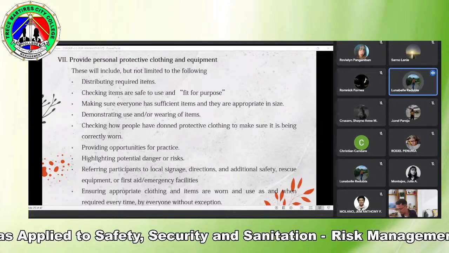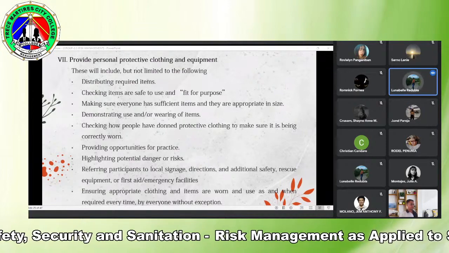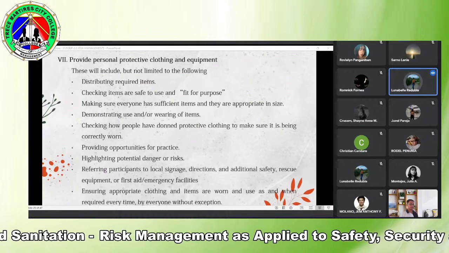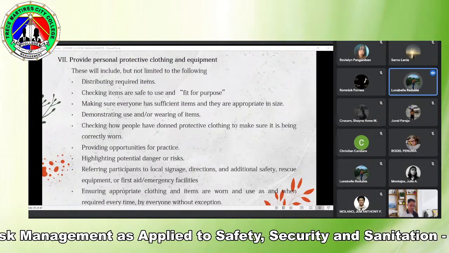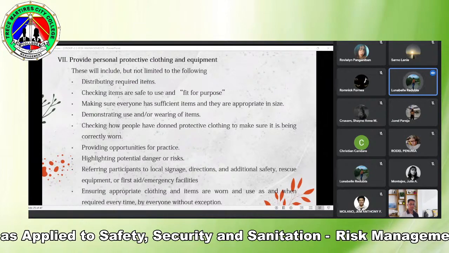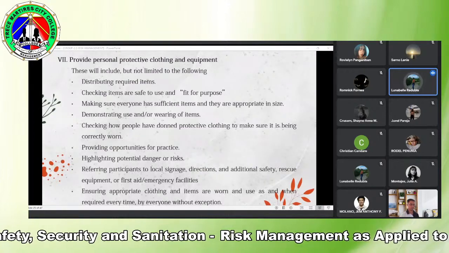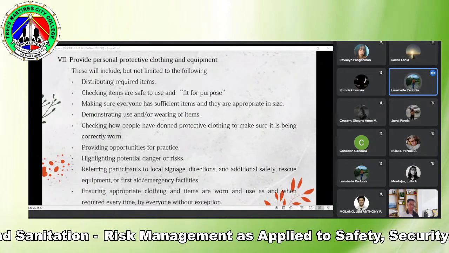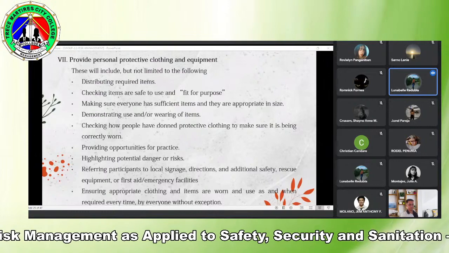Making sure everyone has sufficient items and they are appropriate in size. Every action, pwede siyang pagmulan ng anumang problema. Siyempre, ganun din sa kasuotan or sa mga sinusuot natin. Kung masyadong malaki or maliit, simple to say, hindi mo siya size, pwede rin itong magkaroon ng consequences na ma-identify dito at maaari din siyang pagmulan ng aksidente.